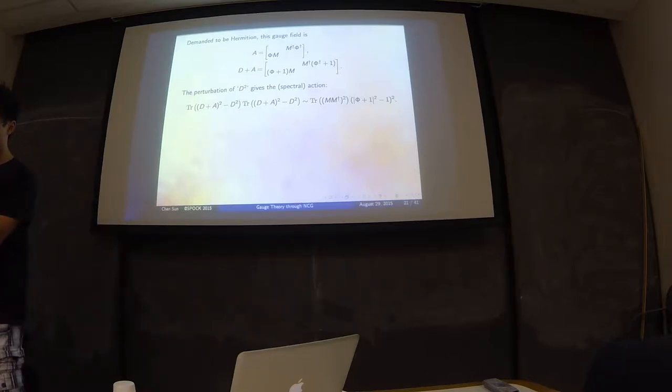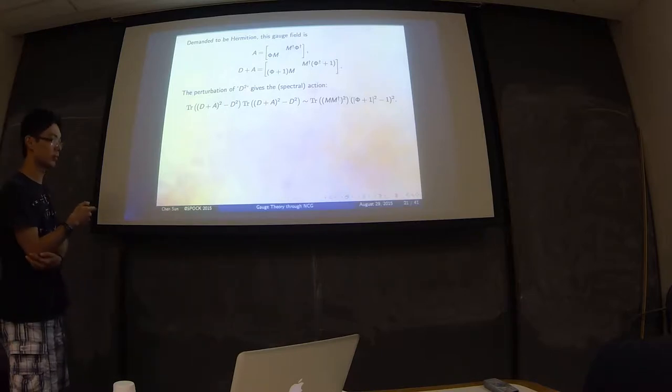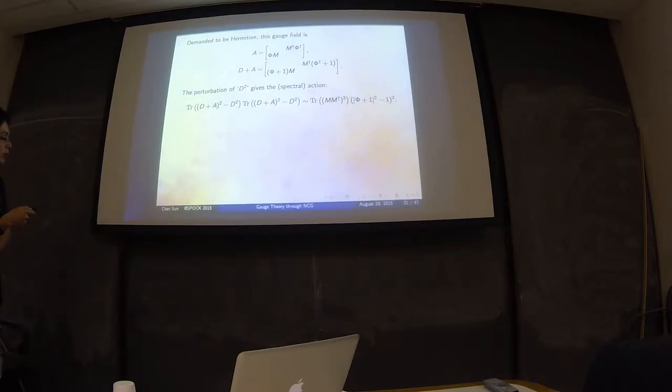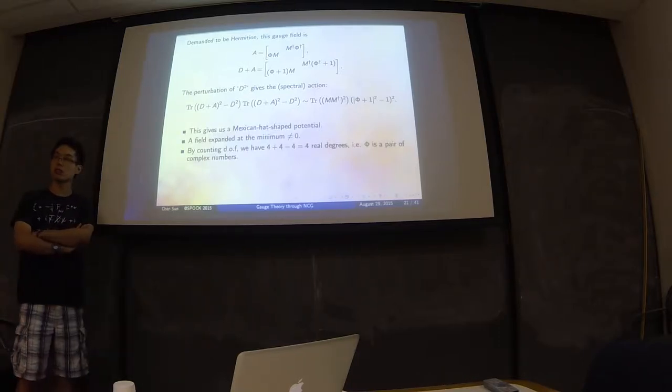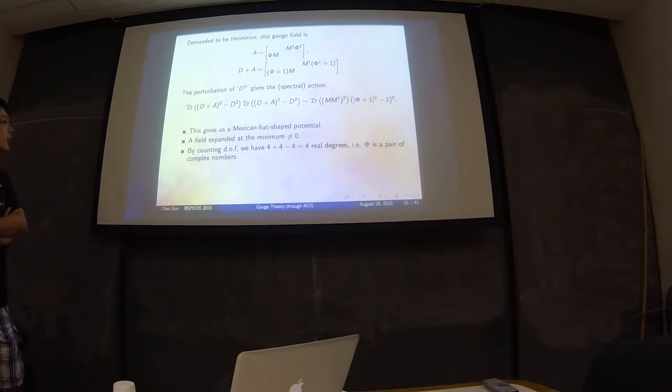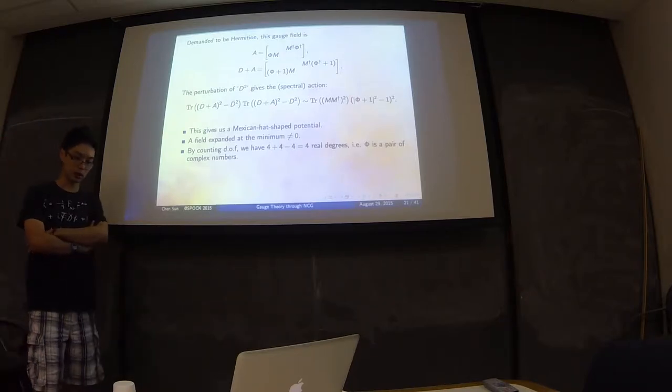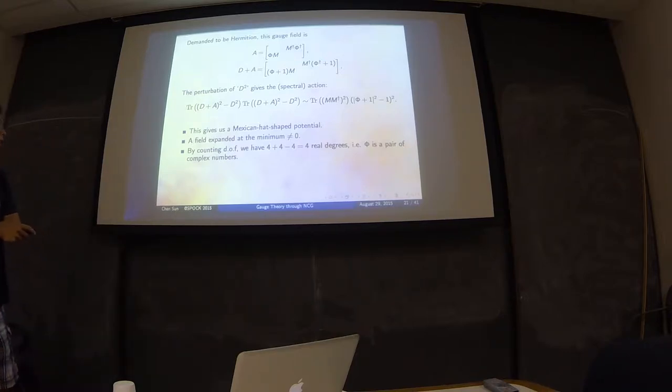Okay, so the so-called perturbation of D squared. Later I'll show you the full story of the spectral action, but here, let me just show you how to think about this. The perturbation of the D squared, so D plus A, the covariant, squared, minus this D squared, has something interesting. That is, when we square them, we have a maximum half-shaped potential. And the phi is expanded at a minimum not equal to 0. And also, as I have already mentioned, by counting degrees of freedom, we have a pair of complex numbers.